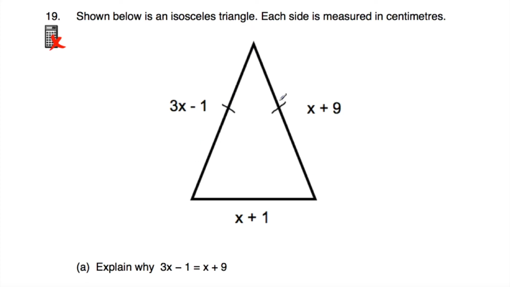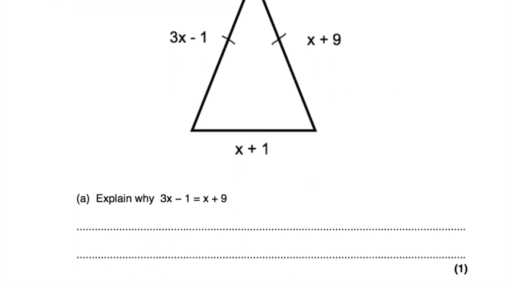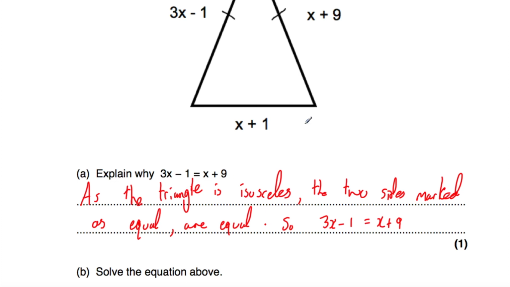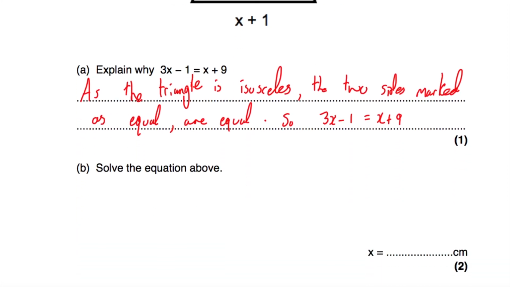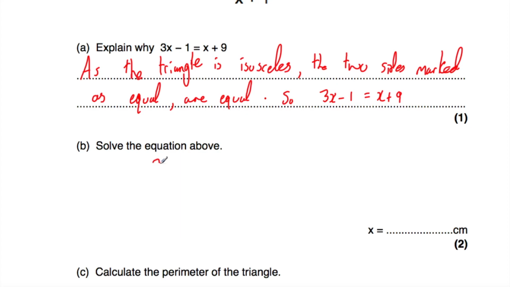As you can see from this dash and this dash, with this isosceles triangle, this length is the same length as that length. So these two lengths have got the same size. So that means that 3x minus 1 would be equal to x plus 9. So let's explain that. As the triangle is isosceles, the two marked sides are equal. So 3x minus 1 is equal to x plus 9. And that's it. Okay, let's look at the next part. The next part says solve the equation above. So we've got 3x minus 1 equals x plus 9.